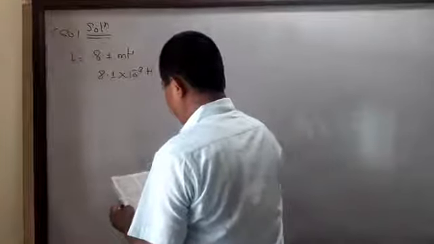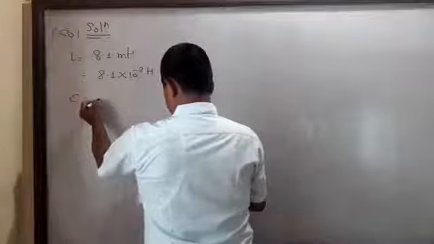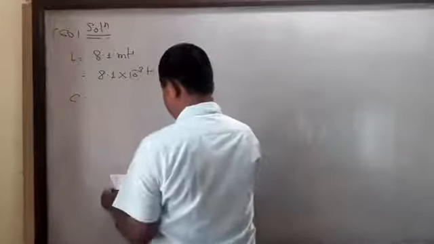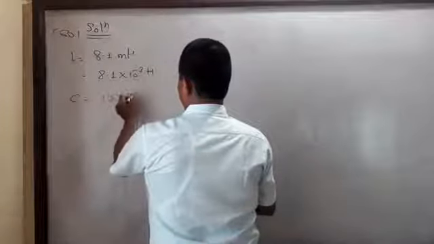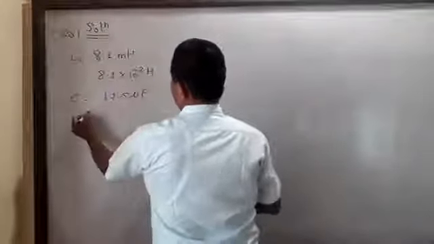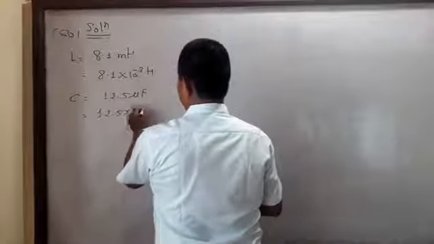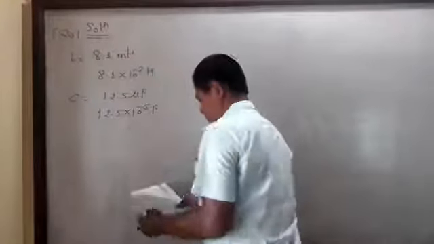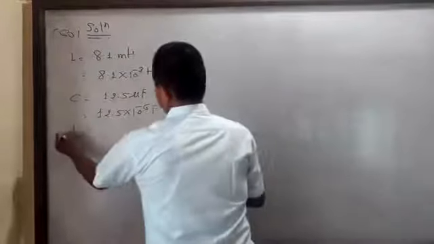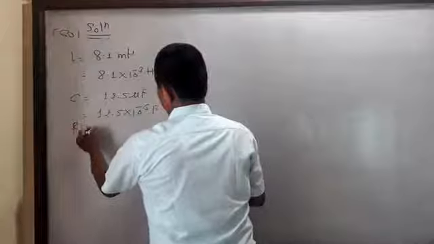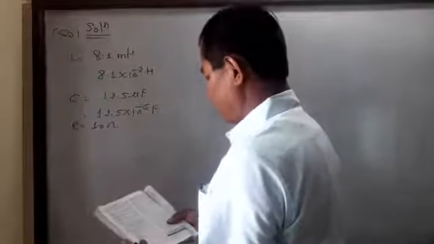After L there is C. C has value 12.5 microfarad, which means 12.5 into 10 to the power minus 6 farad. And R has value 10 ohm.